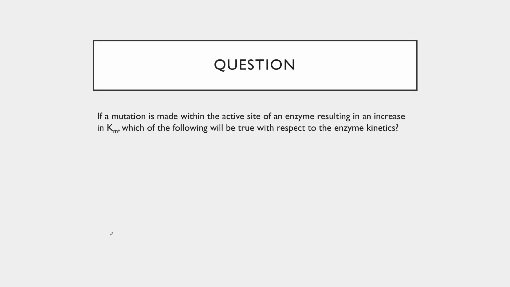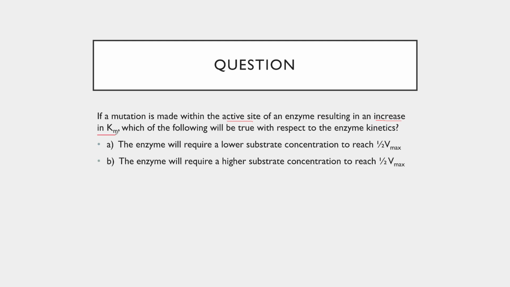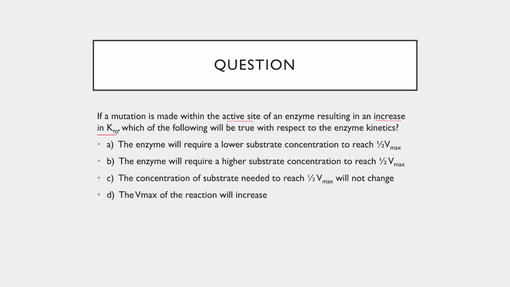So let's finish with a question to use our information on enzyme kinetics. If a mutation is made within the active site of an enzyme resulting in an increase in Km, which of the following will be true with respect to the enzyme kinetics? A. The enzyme will require a lower substrate concentration to reach 1/2 Vmax. B. The enzyme will require a higher substrate concentration to reach 1/2 Vmax. C. The concentration of the substrate needed to reach 1/2 Vmax will not change. Or D. The Vmax of the reaction will increase.